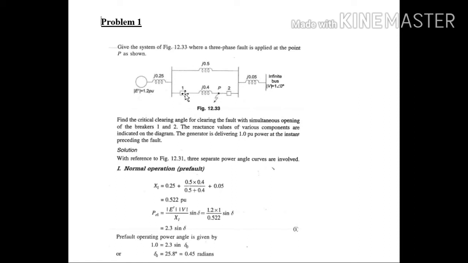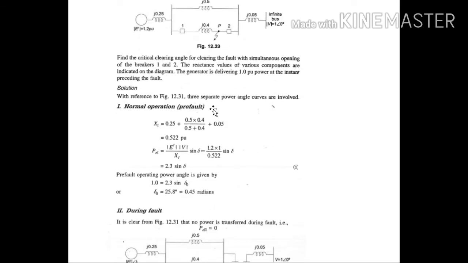See, while solving the problem based on the equal area criteria application, you must be careful about the location of the fault. You have to observe this location of the fault carefully, whether it is occurring at the end of the transmission line, near to the load, or away from the generator station, or in the middle of the transmission line. Accordingly, we are going to find out the values. So be careful and observe the location of the fault carefully. Getting it? Okay. So let us start to solve this problem.